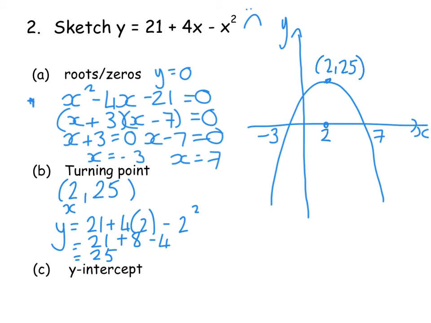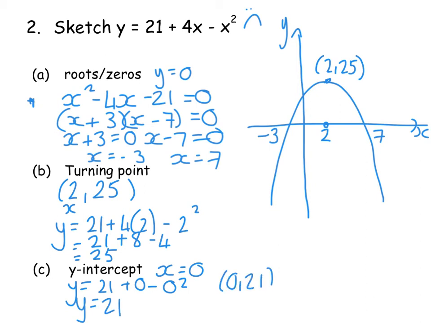And the last thing to do is get your y-intercept. And remember, that's when x equals 0. So y equals 21 plus 0 minus 0 squared. So y is just 21. So your y-intercept is (0, 21). And all you have to do is write the 21 on the y-axis next to your y-intercept.